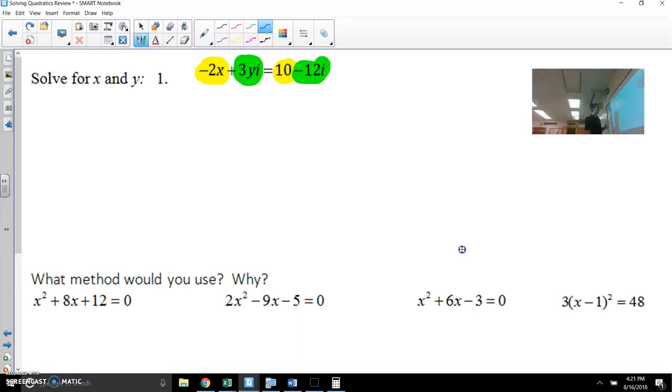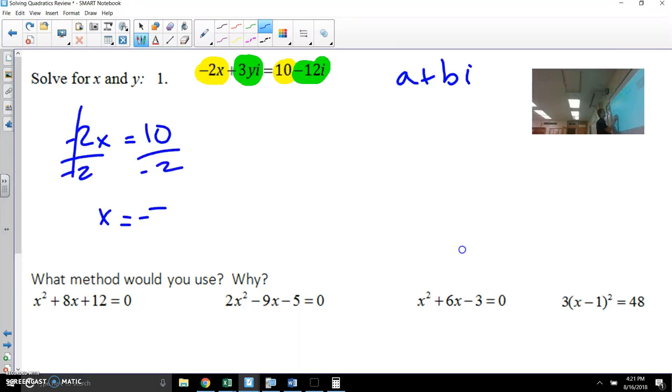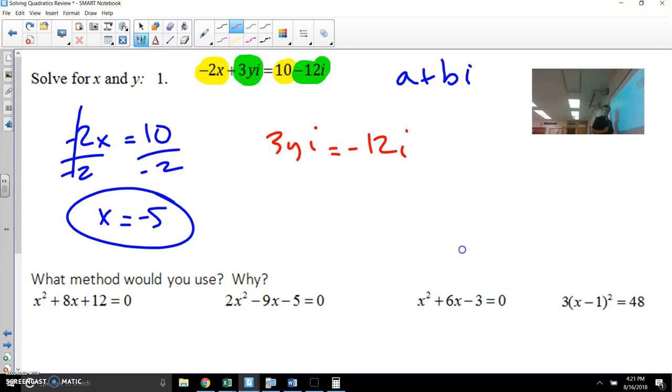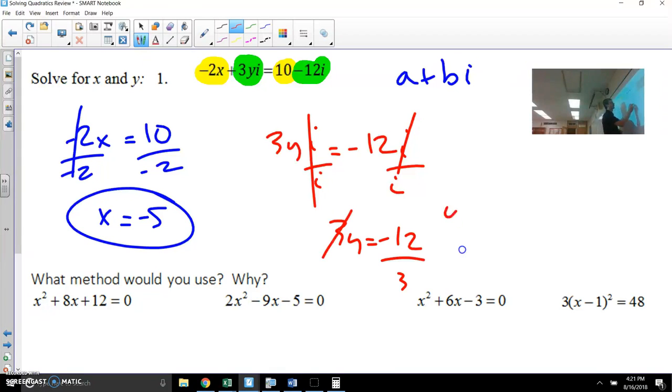Last part. I put these in yellow and green so you can really see visually the a plus bi part. Okay, the negative 2x goes with 10, so I want to solve by setting those equal to each other, and I get x equals negative 5. For the other part, it looks like 3yi equals negative 12i. First of all, the i can cancel, because they're the same on both sides. And the last thing I need to do is divide like I did on the other one to see that you're getting negative 4. y equals negative 4.